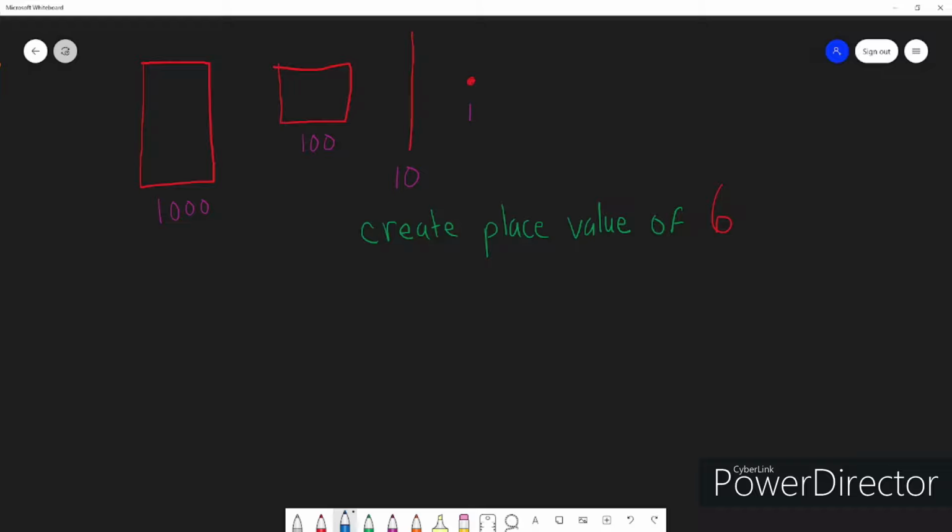Moving on to the second question, we are asked to create a place value chart of the number 6. So we take a look at the legend and we notice the number 10 is too big, so we won't need to use a stick. And we definitely see that 100 and 1,000 are way too big. So what will end up happening is that we'll have to put a dot.